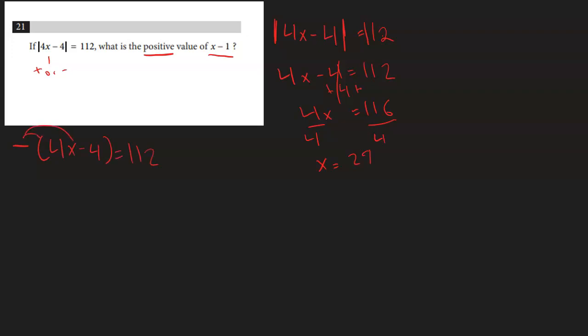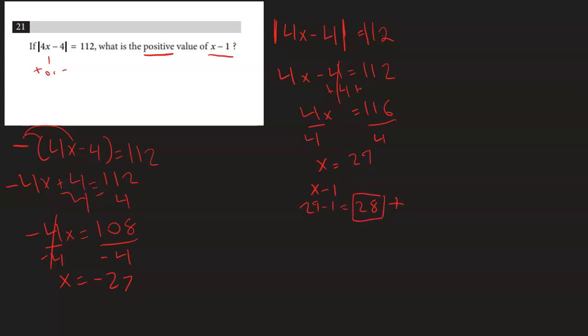I'm going to distribute this negative to get negative 4x plus 4 equals 112. And so we're going to subtract 4 from both sides. We're going to have negative 4x equals 108, divided by negative 4. And that is going to equal negative 27. And so we want the positive value of x minus 1. So if we take 29, so that'd be x minus 1, plug in 29 for x, that would equal 28.